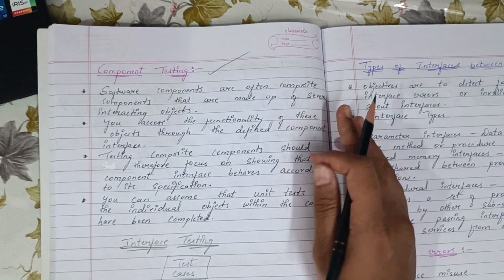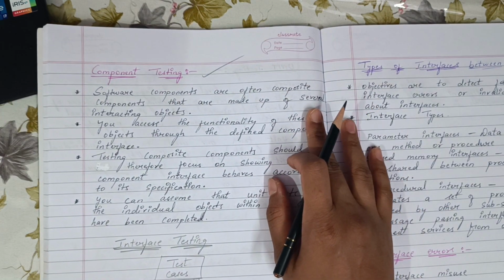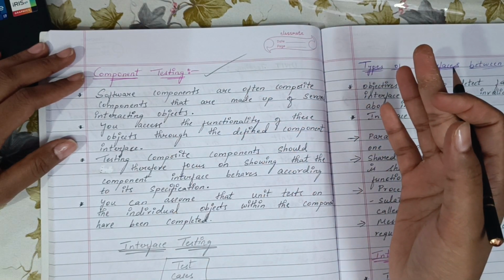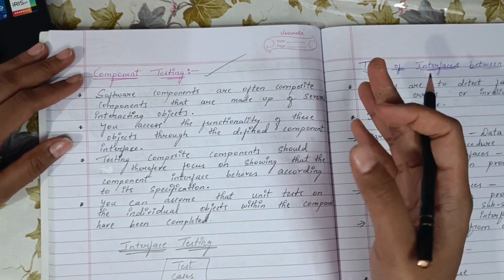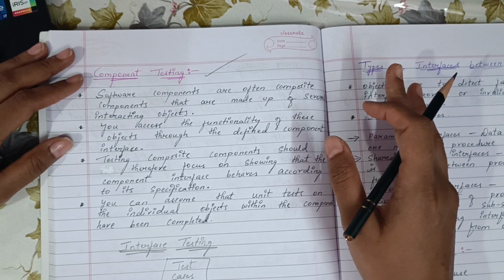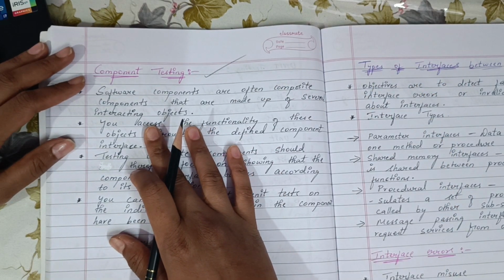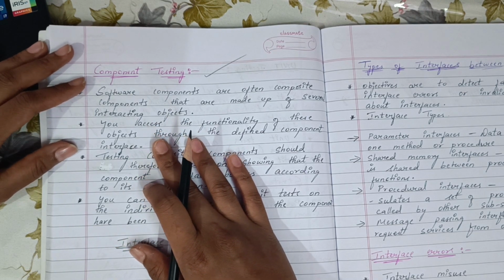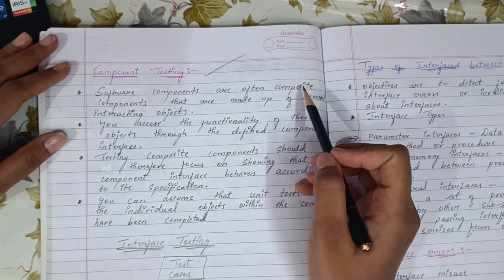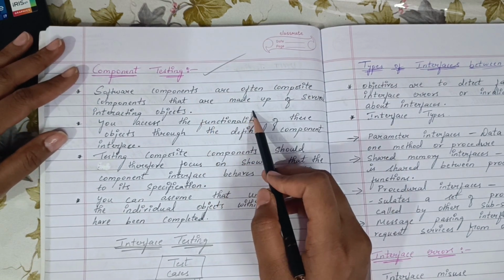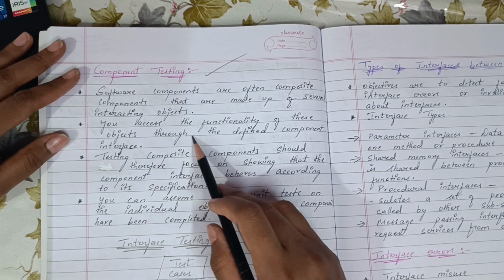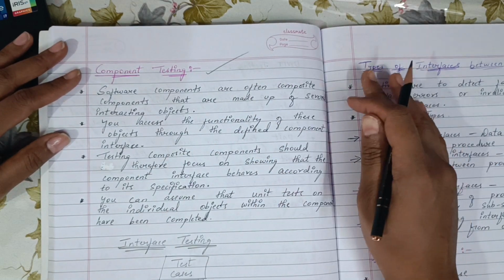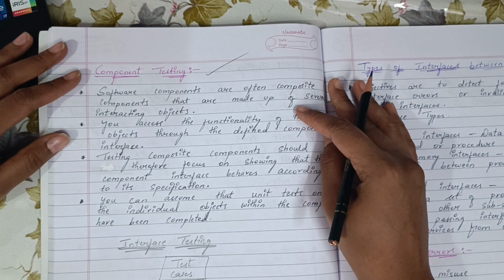So components are combining different components together, which interact with each other. That is what it is. Software components are often composite components that are made up of several interacting objects. You access the functionality of these objects through the defined component interface. So basically this is also known as interface testing.